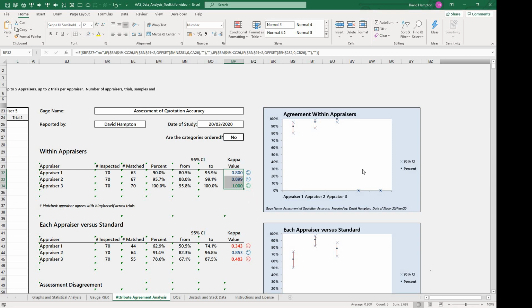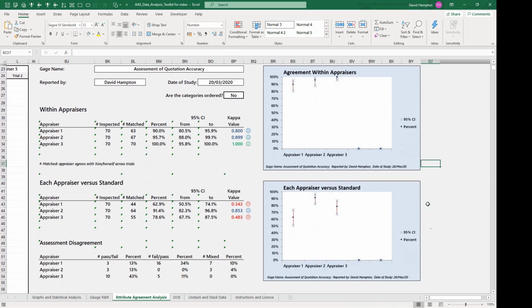And we have a graphical representation of the percentage agreement here, with the black dots showing you the actual percentage that they achieved, and then the line showing you the range, which is the confidence interval within which we think the true long-term percentage is, because with only 70 samples you can't be absolutely sure that that's the percentage that they'll get right in the future.